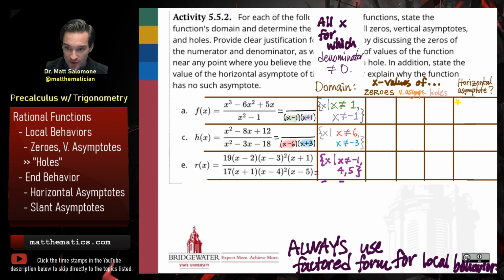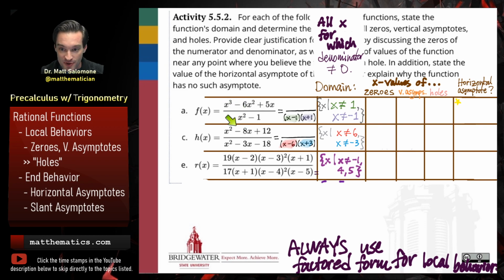Let's factor the numerators of my expressions as well, so we can finally figure out what's going on with each of these examples at the level of local behavior. Where do these functions have zeros, x-intercepts? Where do they have vertical asymptotes? And where do they have holes in their graphs, if any? All right, so let's factor this.